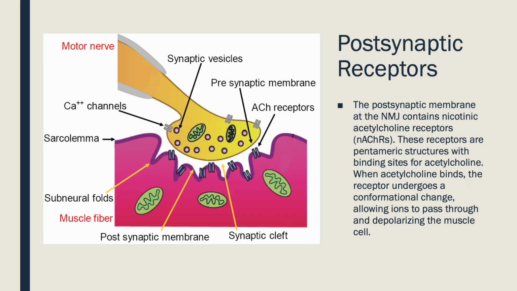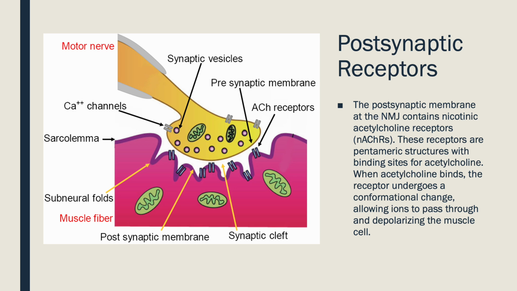Now, the postsynaptic membrane at our neuromuscular junction contains those nicotinic acetylcholine receptors, and these are integral to muscle contraction. These are pentameric structures. They have 5 subunits that have that central pore, and when acetylcholine binds to these, they undergo that conformational change that will open that channel. This allows ions like sodium and calcium to flow through. This will lead to depolarization of the muscle membrane and the initiation of an action potential.